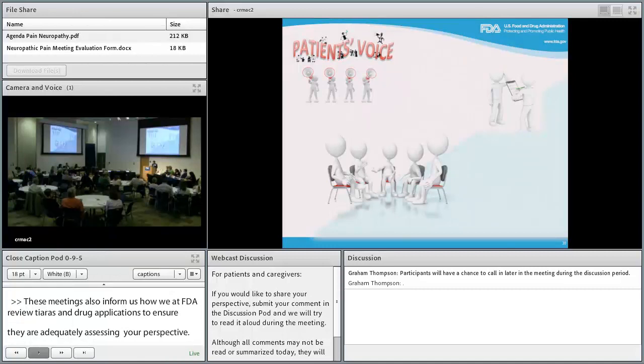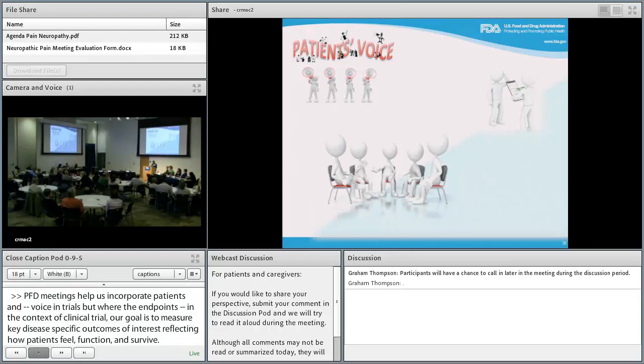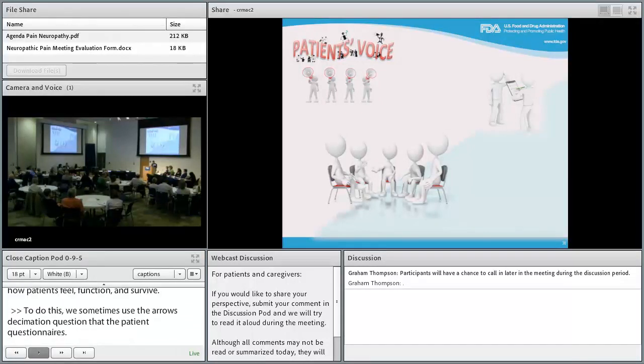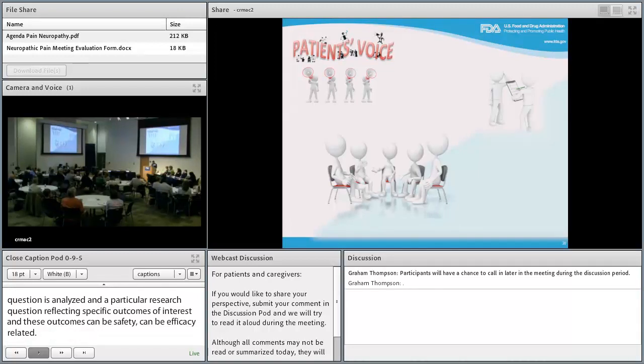So what is an endpoint? In the context of a clinical trial, our goal is to measure key disease-specific outcomes of interest, reflecting how patients feel, function, and survive. To do this, we sometimes use PROs, patient questionnaires. In this case, the study endpoint would be how the patient questionnaire will be measured and analyzed in a clinical study to address a particular research question reflecting specific outcomes of interest, and these outcomes can be safety or efficacy related.